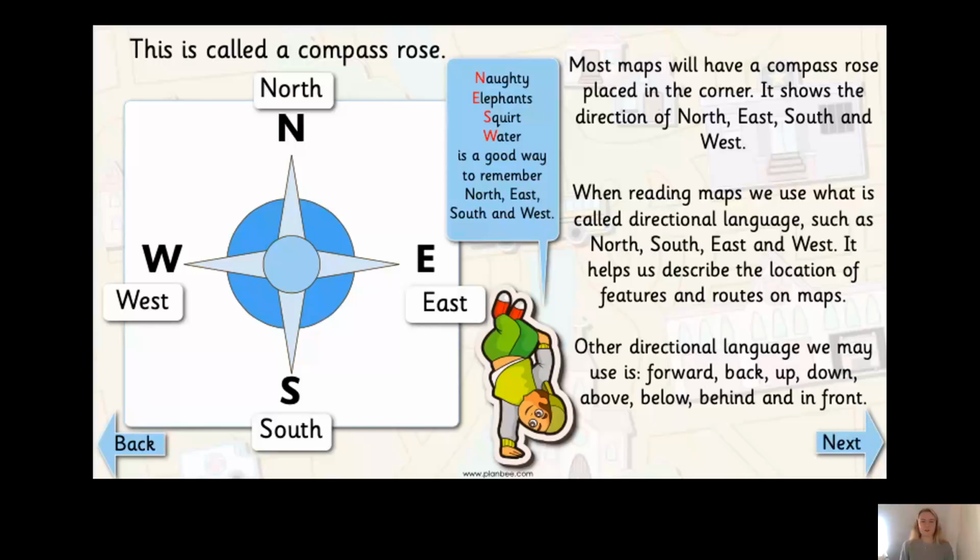Now, a compass is not always a compass rose. You can also have a physical compass. And with some maps, like Ordnance Survey maps, you will get a physical compass, and it works exactly the same, but it's not just on paper, it's physical. Now, there's other directional language we can use as well. There's forwards, back, up, down. There's other examples as well, above, below, behind, and in front. And that helps us to know where we are going.